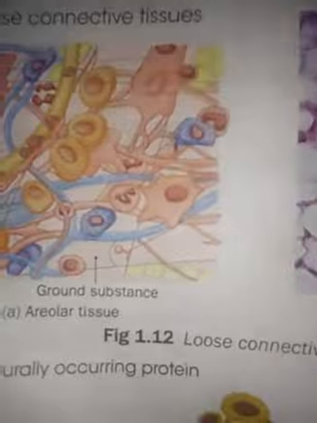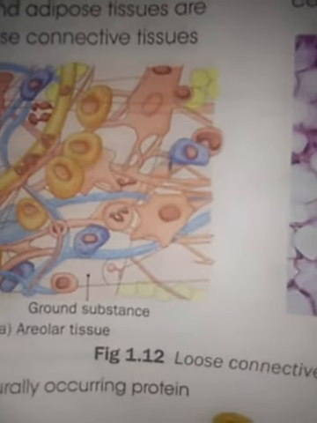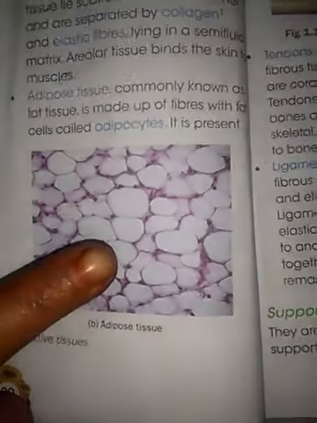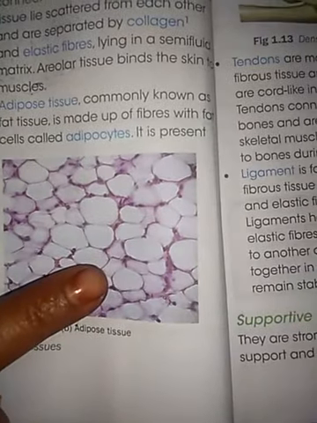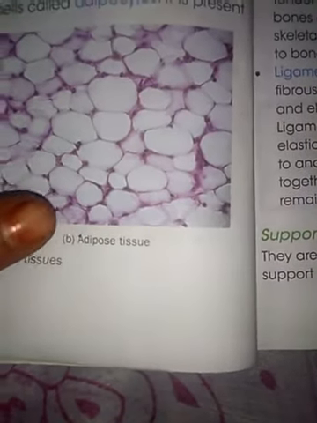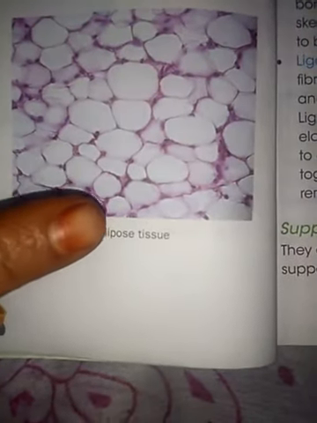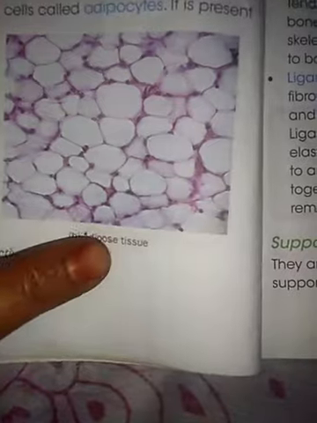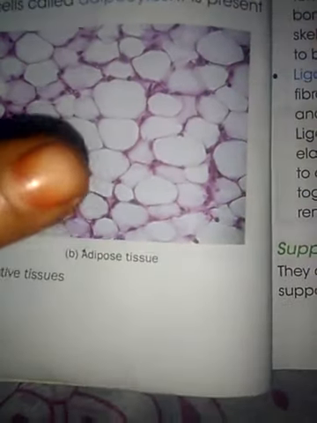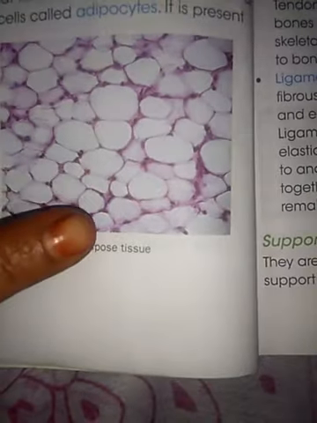Next, we see about adipose tissue. Adipose tissue is also called fat tissue. This is an adipose tissue. See the picture. It is made up of fibers and fat cells.